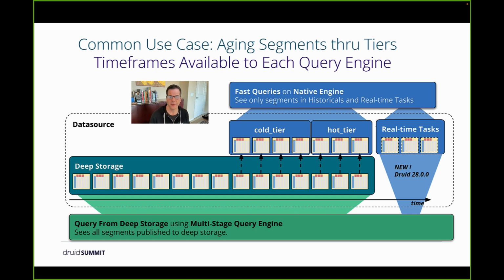And then you have another time frame that allows you to have more older data still in deep storage and still queryable. But for that, you need to use the multi-stage query engine with the feature of querying from deep storage. The multi-stage query engine reads the segments directly from deep storage, so it has the full 12 months in this case available to it. And new to Druid 28, the query from deep storage also reads from the real-time tasks. So queries using the multi-stage query engine will cover the full time frame: everything that's in deep storage plus everything that is currently being ingested in real-time tasks.